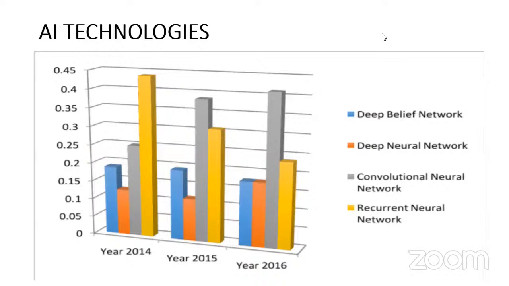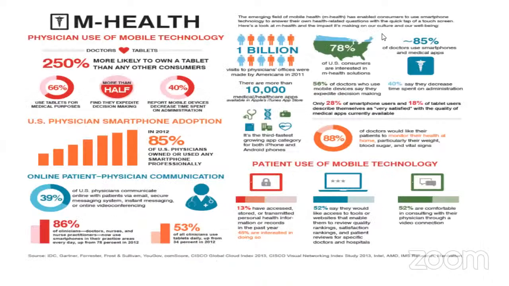Some of the networks and some of the latest technologies which are being used in the medical field are recurrent neural networks, convolutional networks, deep neural networks, and deep belief networks. So these are the artificial neural networks predominantly used in AI for deep learning and machine learning for application of AI in the medical and health sector. So all this is becoming possible because of the digital health or M-health.